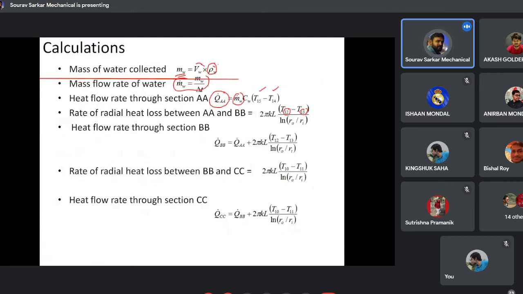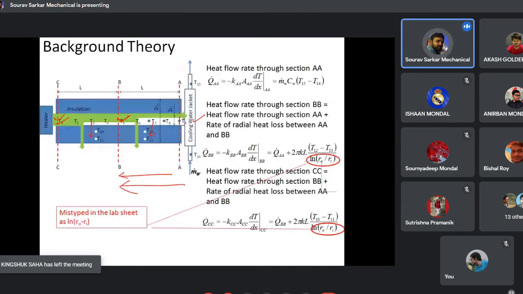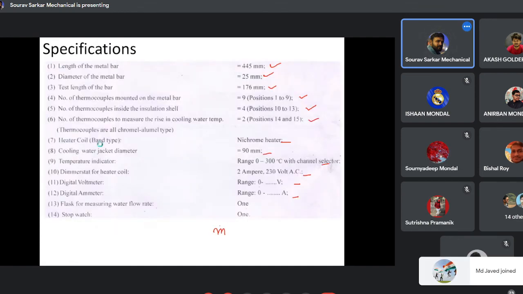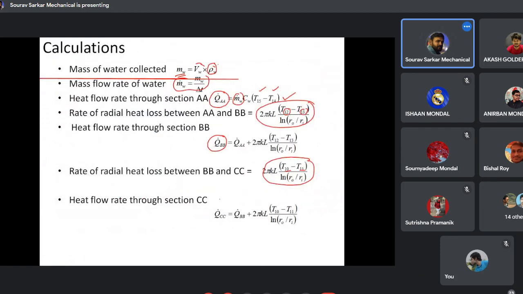So what are we doing? You are calculating how much heat is being lost to the water. Then you quantify the radial heat loss. You find out QBB. If you know QBB, then you quantify the heat loss between 10 and 11. So this 10, 11 represents this point, and this is the heat loss in the radial direction in between this section. From this, you quantify the value of QCC. So this is the procedure.